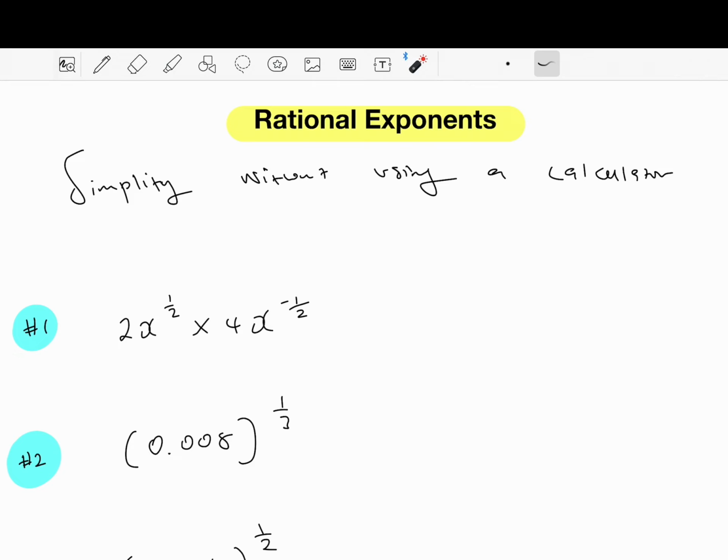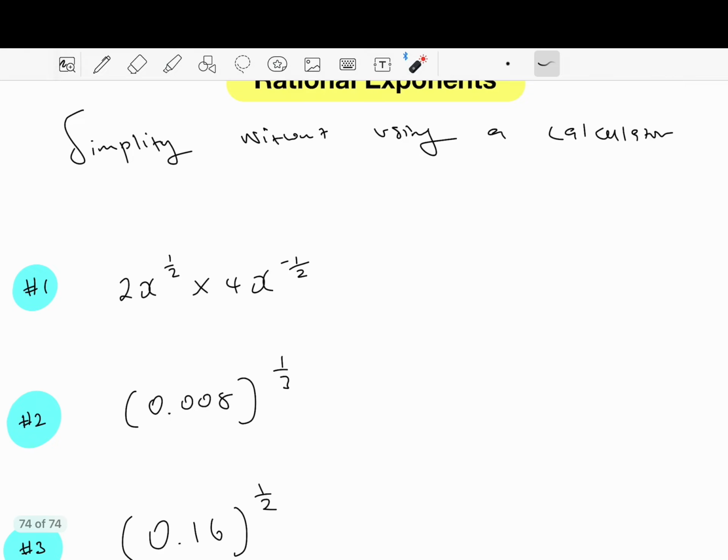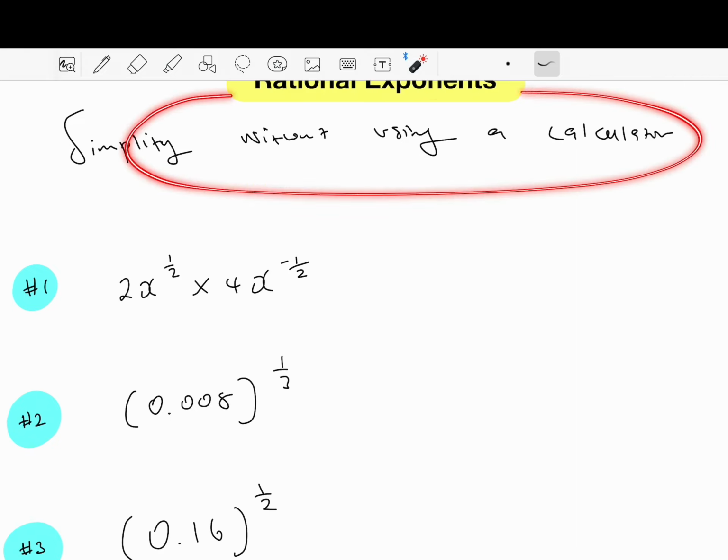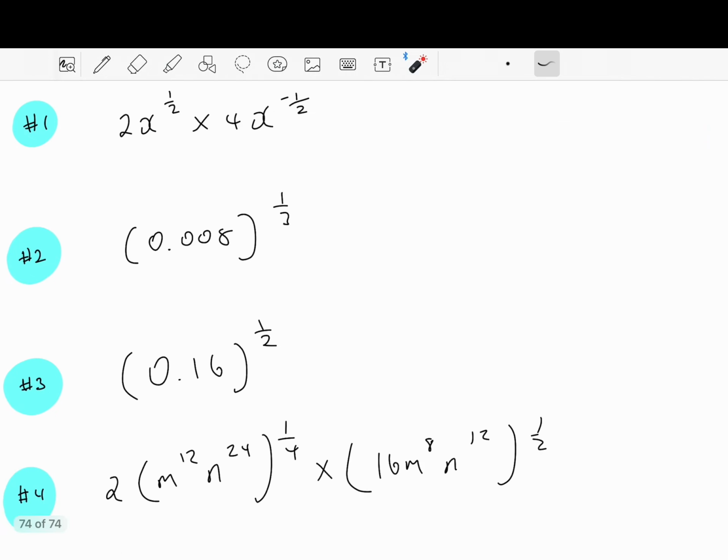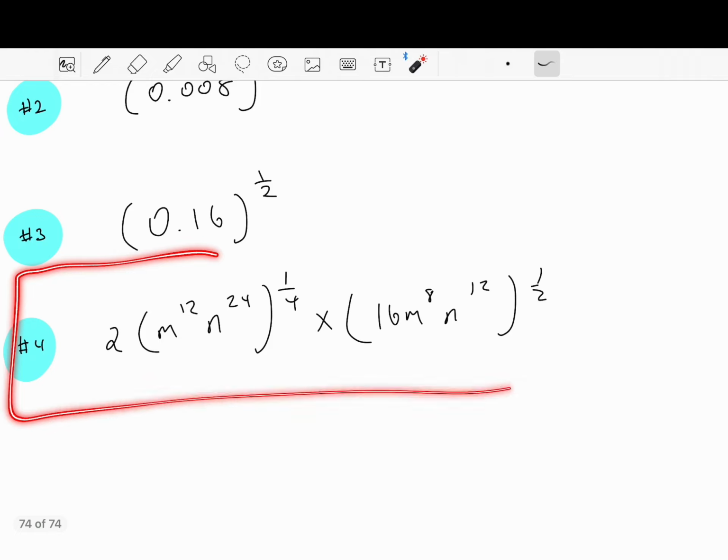In this video, I'm going to be teaching you how to answer rational exponent questions. If you are given a question that asks you to use rational exponents, I'm going to show you how to answer those questions. Most of the time, they'll ask you to simplify without using a calculator, so that's what you're going to be doing. We'll do questions 1, 2, and 3, and I've got a bonus question for you.